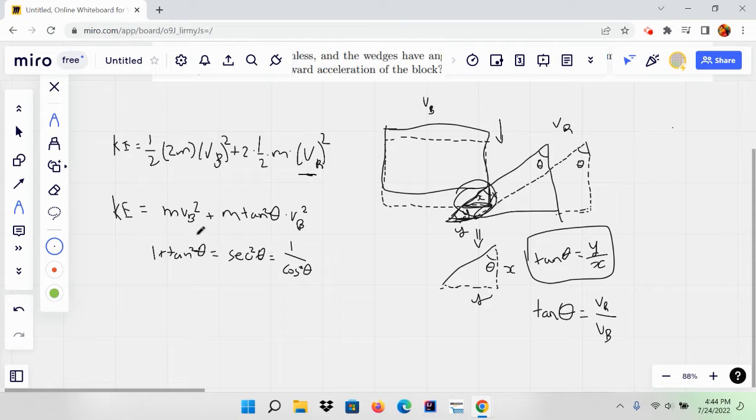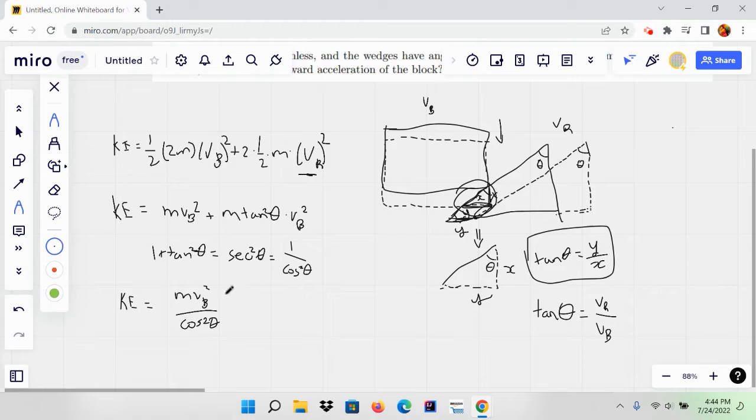So now this just means that if you factor out the m v_b squared, your kinetic energy, or KE, is equal to m v of the block squared over cosine squared theta.